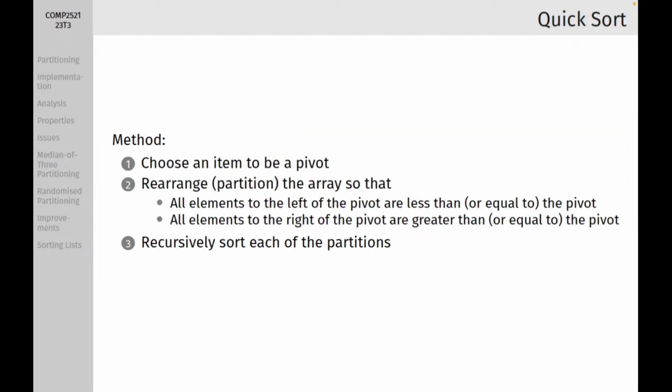So what does quicksort do? Well, it first chooses an item to be a pivot. What pivot means we'll explain later. So it chooses a pivot from the array, and then it rearranges or partitions the array so that all the elements to the left of the pivot are less than or equal to the pivot, and all the elements to the right of the pivot are greater than or equal to the pivot. After it's done that, the pivot just stays where it is, and we recursively sort each of the partitions.